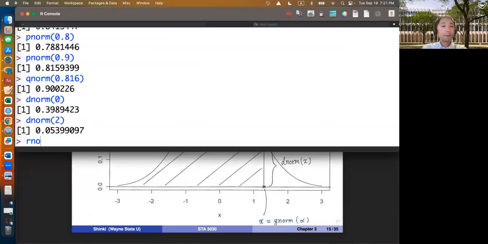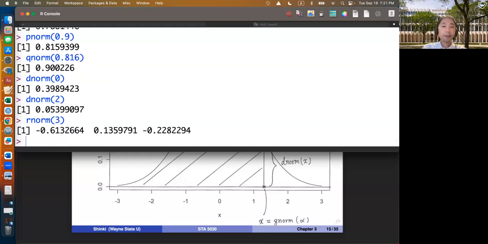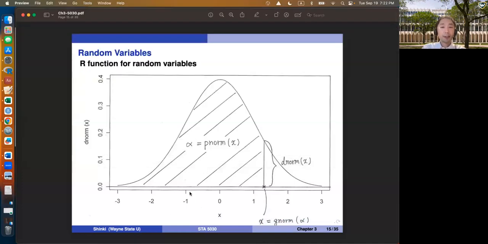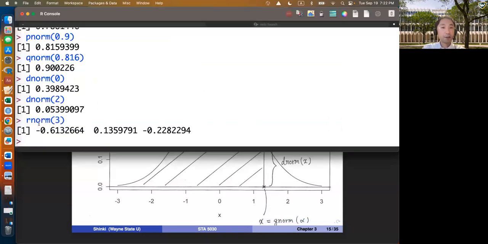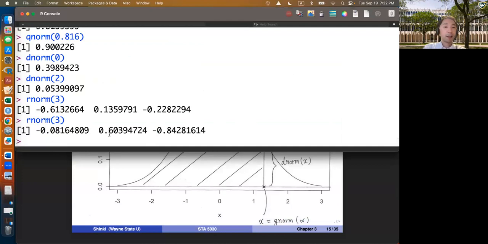Then rnorm. rnorm is the function to generate random numbers. If we type rnorm(3), it generates 3 random numbers based on this distribution. You can see that from this distribution, most observations are between -1 and +1. If you generate 3 random numbers, they are -0.61, 0.13, and -0.22. Maybe once again, then you get -0.08, 0.6, -0.84.